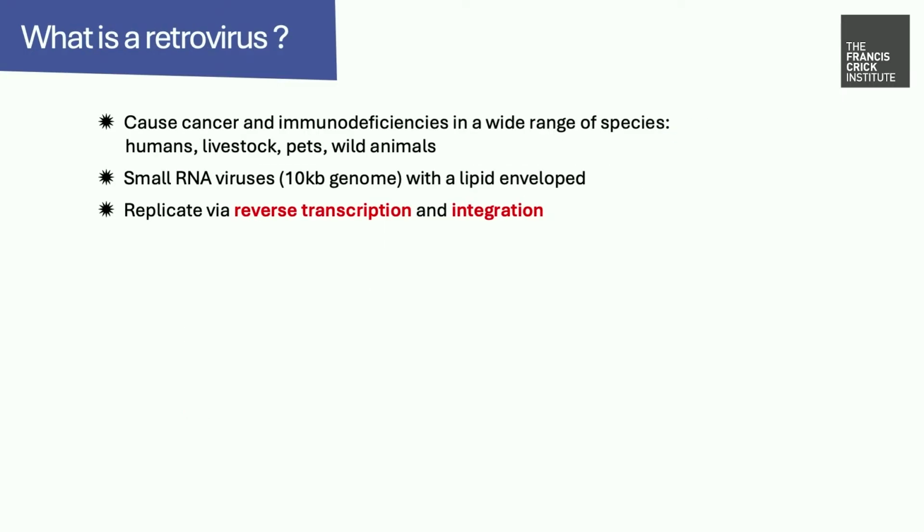So what is a retrovirus? Well, they're found in pretty much every vertebrate species that we know of. They mainly cause cancer and immunodeficiencies, and they're very small RNA viruses. They have a lipid envelope that surrounds them. But the interesting thing about retroviruses is they replicate in a pretty unique way. They make more copies of themselves by using a process known as reverse transcription and integration.